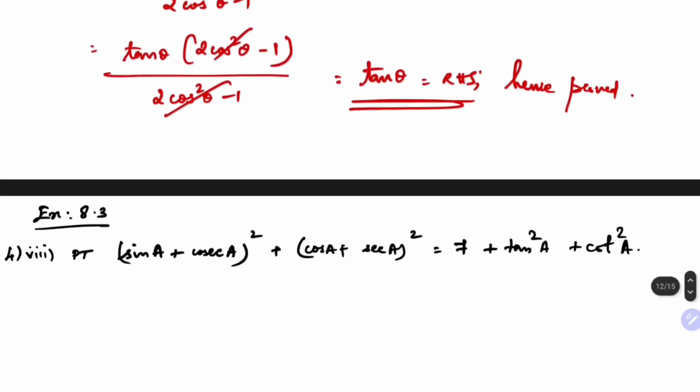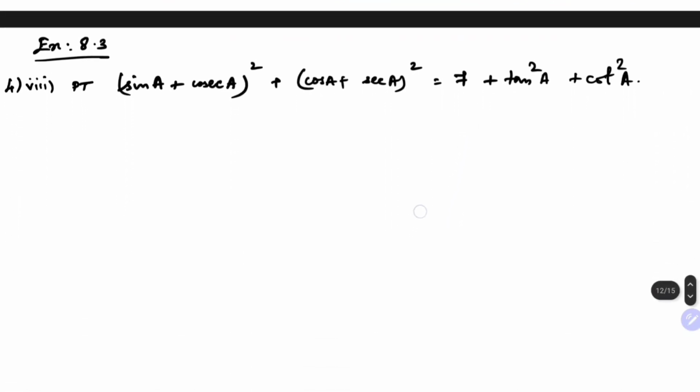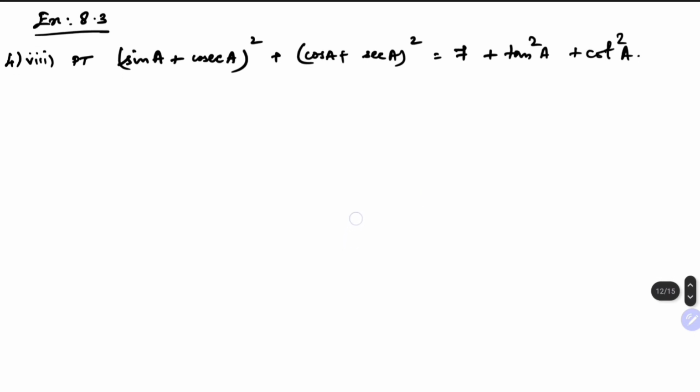So, now coming to 8th subdivision of 4th question. Prove that (sin A plus cosecant A) the whole square plus (cos A plus secant A) the whole square is equal to 7 plus tan square A plus cot square A. We will take LHS first: (sin A plus cosecant A) the whole square plus (cos A plus secant A) the whole square.